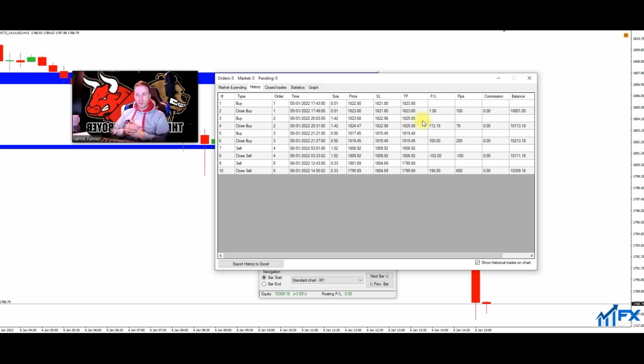That's how you do it. Risking 1% of an account, going for a nice 1 or 2% reward. That's gold on the 1 minute time frame. That's why I love it.